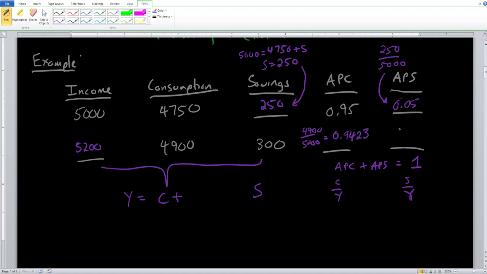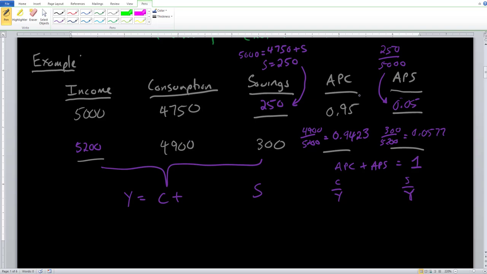We can go ahead and put the 300 over the 5,200. And this will give us 0.0577. So with this, we notice that APC and APS are changing as income increases. So as income increases from 5,000 to 5,200, APC has actually gone down and APS has gone up. Once again, hitting on the idea that, hey, there is not a one-to-one relationship between consumption and income. They're not increasing at the same exact pace.